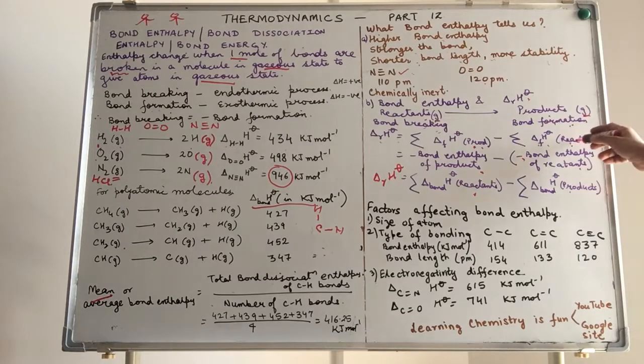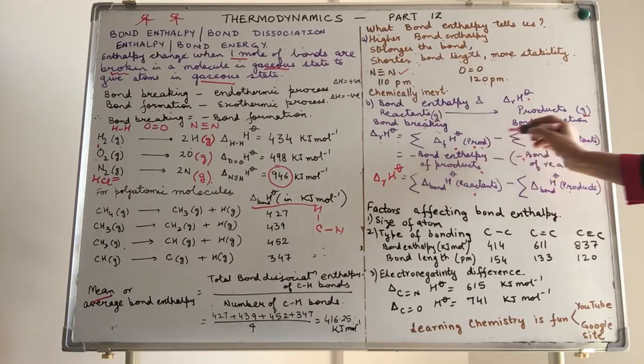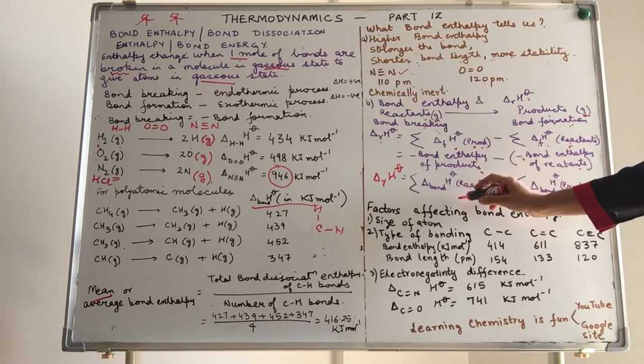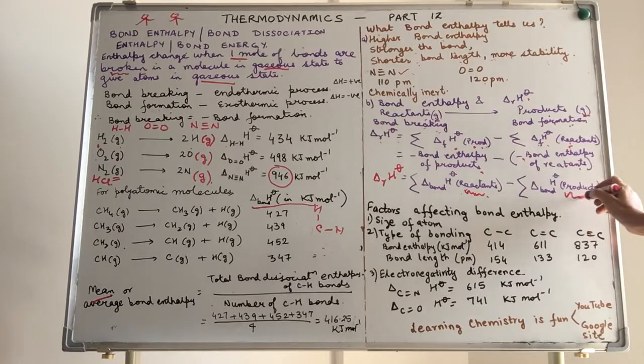This is one point where many students face confusion. Please remember, when we are talking about the enthalpy of formation, then it's enthalpy of formation of products minus the enthalpy of formation of reactants. But when we are talking about this equation in terms of bond enthalpy, then it is, yes, reactants minus the products. You have to be very careful about this.